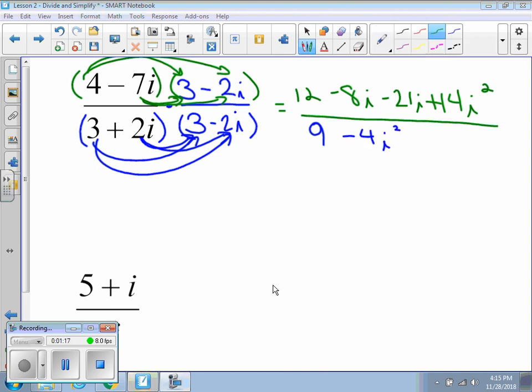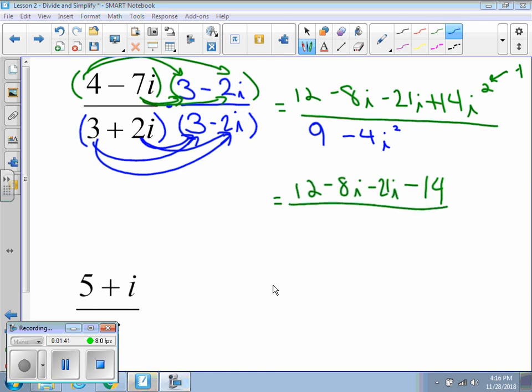Now, let's go back to the numerator. If you see an i that has an exponent higher than 1, you know you have to simplify it. i squared is the same as negative 1. So now we have negative 1 times a positive 14 in our numerator, giving us minus 14. Okay? I'm just going to rewrite everything else for right now, and then I'm going to focus on combining the terms.